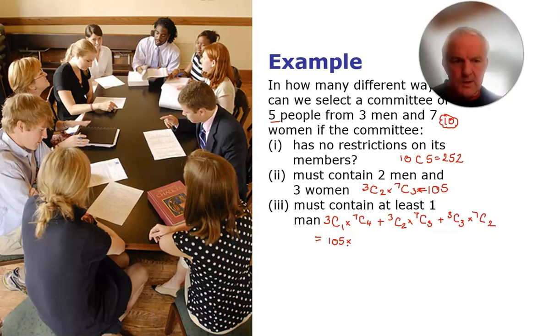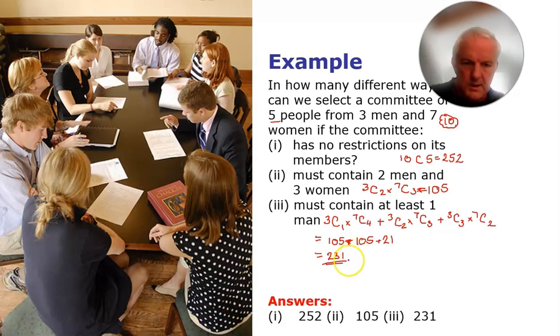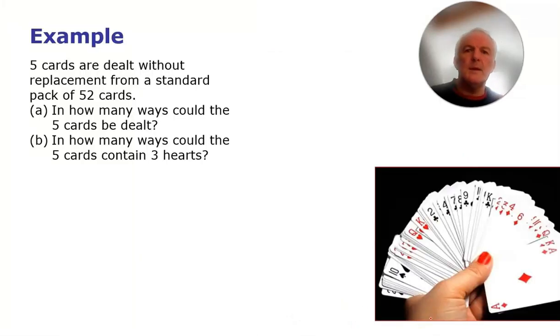So what's the next one? That's 105 already. I don't know why I put that, it should be the plus. That one, 3C2 times 7C3, I've already worked out. And this one, I've got 3C3 times 7C2. And I get 21 for that. So that's 231 different ways for that to happen. Let's check the answers. 252, yes. 105, yes. 231, yes. Okay, that's good.